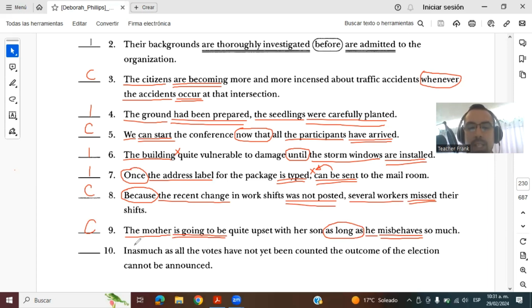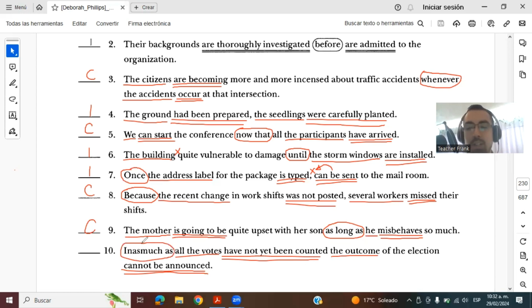And number 10, in as much as all the votes have not yet been counted, the outcome of the election cannot be announced. Okay, so have not yet been counted is the verb structure. Who or what have not yet been counted? All the votes. Cannot be announced is the second verb structure. Who or what cannot be announced? The outcome or the outcome of the election. And we have the connector in as much as.